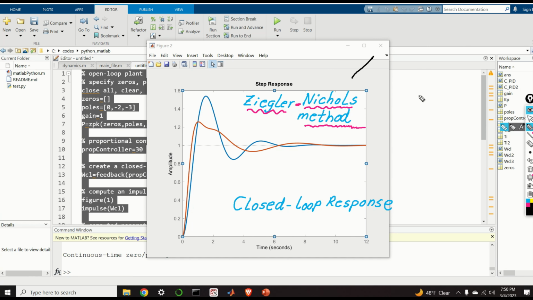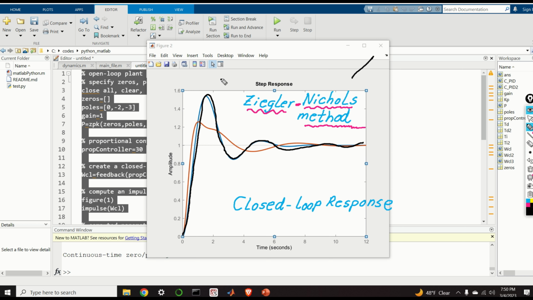Once we find the set of initial parameters by using the Ziegler Nichols method, we can simply tweak these parameters a little bit in order to improve our step response. So let us illustrate this process. This line over here shows the step response of the closed loop system when the control parameters are computed by using the Ziegler Nichols method.